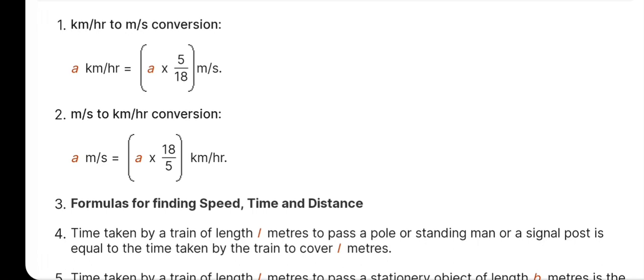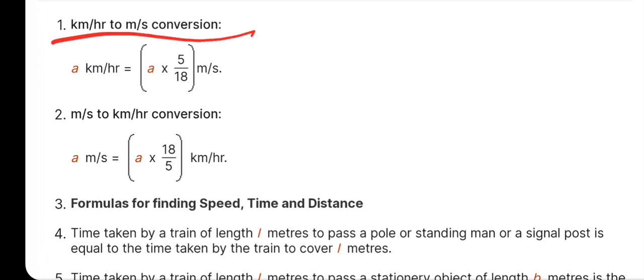In our questions the time, distance and speed are all given in different units. Then we have to convert them to a single same unit, and only after that can we find the answer. So if the value is given in kilometer per hour, we have to convert it to meter per second. What we have to do is just multiply by 5 by 18.